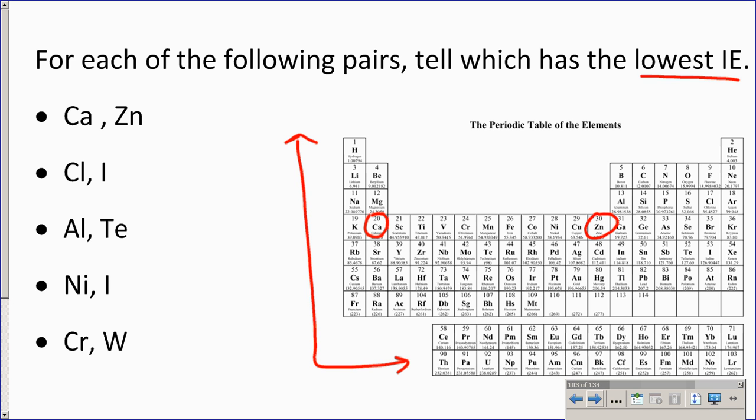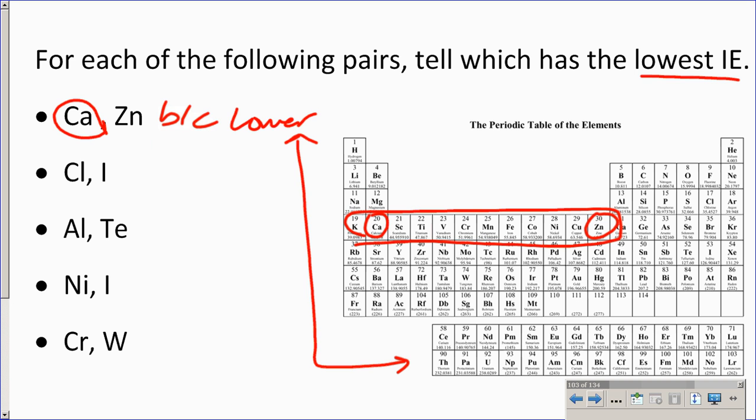Go for it, Levi. Calcium, why? Because there's less electrons being shielded. But remember, when you're talking about across a period, you don't reference electrons. Thank you, Zeph: lower protons or lower effective nuclear charge, meaning the nucleus is not holding onto those electrons very strongly. So you don't have to go for nearly as much energy to take them.